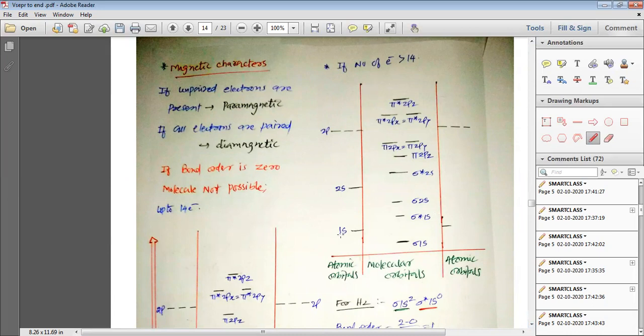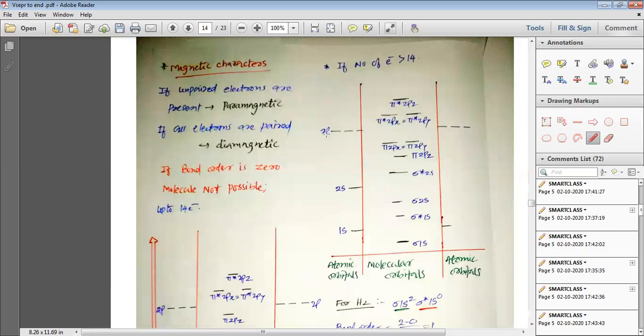Let us look at this. We have two sides, the atomic orbitals. If you go up, the energy increases. So from 1s orbital, lower energy sigma 1s and higher energy sigma star 1s is formed. From 2s, lower energy sigma 2s and higher energy sigma star 2s has been formed.